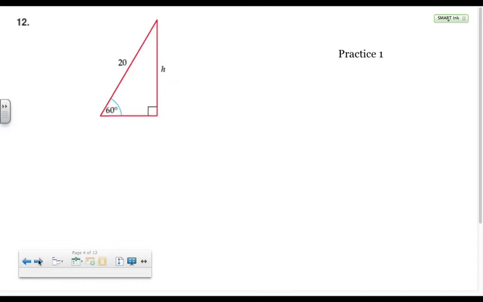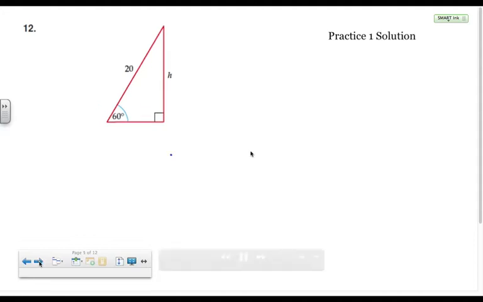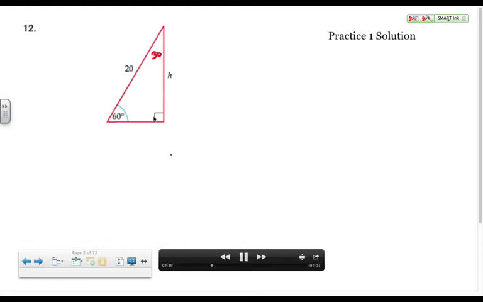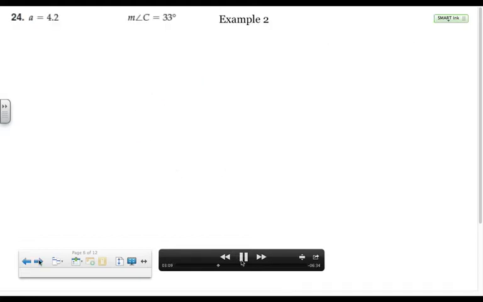Okay, the solution, just coming in just a second. There we go. So to work this problem out, if I know this is a 60-30-90 triangle, I'm going to draw it right here. This is 1, square root of 3, and 2. So proportionally, this piece right here is half of this piece. So I'm going to divide 20 by 2 and know that this is now 10. And then this is going to be 10 times the square root of 3. And that's it. That's all you have to do. Otherwise, I could use Pythagorean theorem, but I don't need to.